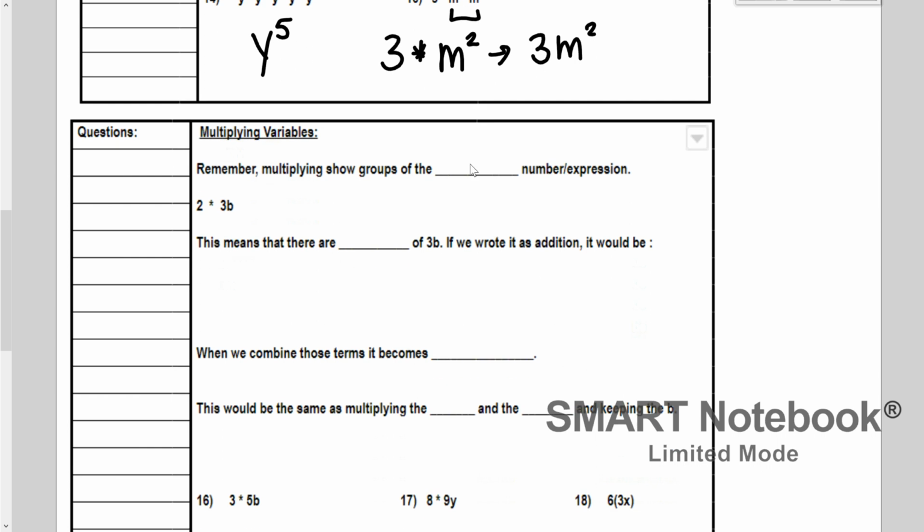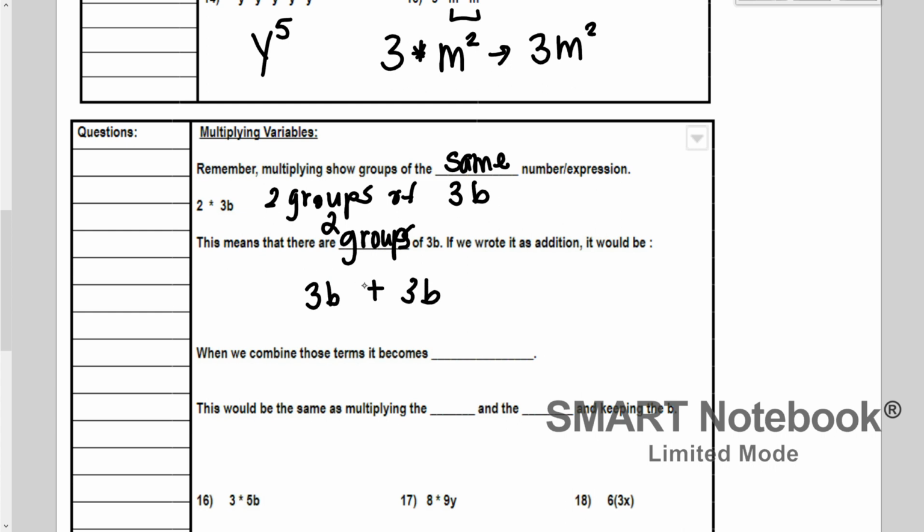Okay, but we can also multiply and simplify variables like 2 times 3b. So remember that multiplying shows groups of the same number or expression. So for example, 2 times 3b means 2 groups of 3b. If we wrote it as addition, it would be like this, 3b and 3b. Okay, those would be our groups and we'd add them together.